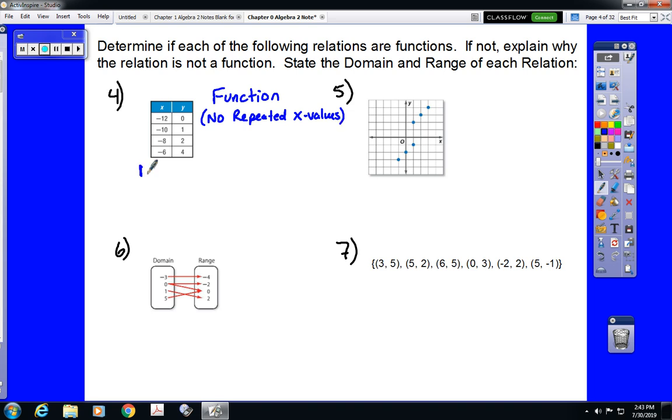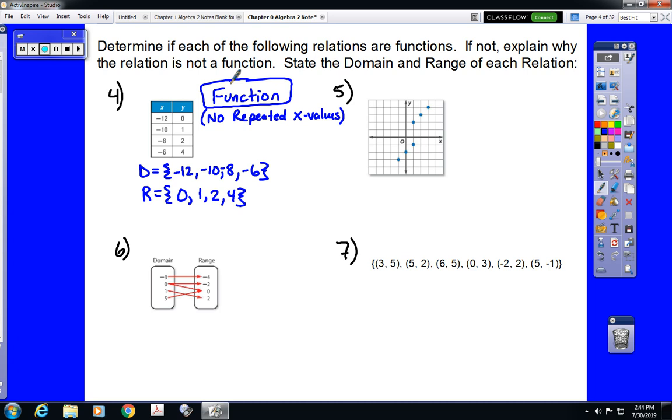The domain would be a list of all the numbers in the x column, negative 12, negative 10, 8, negative 8, and negative 6. And the range would be the list of all the numbers in the y column, 0, 1, 2, and 4. So that takes care of that problem.